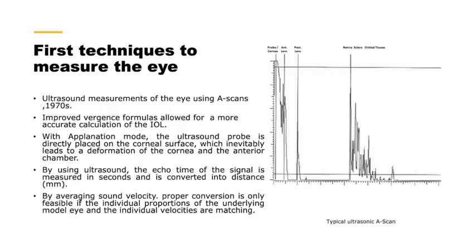Using ultrasound, the signal's echo time is measured in seconds and converted into distance in millimeters using an average sound velocity. Proper conversion is only feasible if the individual proportions of the underlying model eye and the individual velocities match.